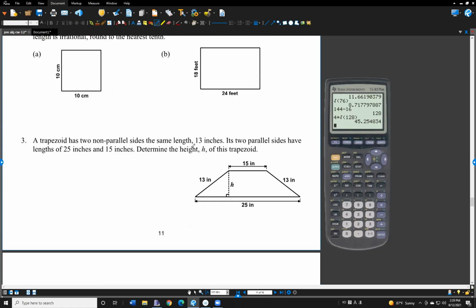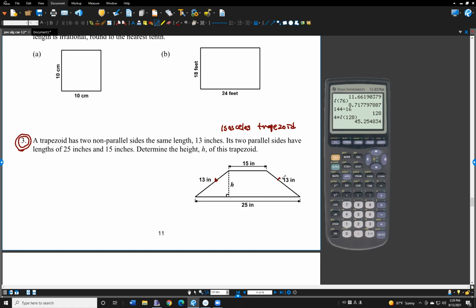All right, now move on to this one. Everybody try this one, number 3. I'll give you some minutes. This is just a regular trapezoid, but these two sides are equal. What does that mean? The name of this one is an isosceles trapezoid.